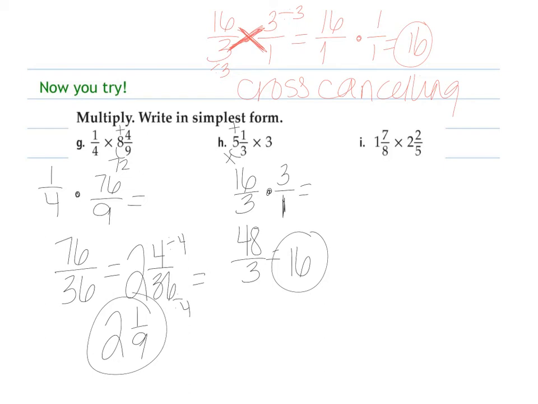So 1 and 7/8, we need to do 8 times 1 plus 7. So 8 times 1 is 8 plus 7. So I have 15/8. And then 5 times 2 is 10 plus 2 is 12/5. And I can do cross canceling. So I can just do 15 times 12 and 8 times 5, and I would get a pretty high number.